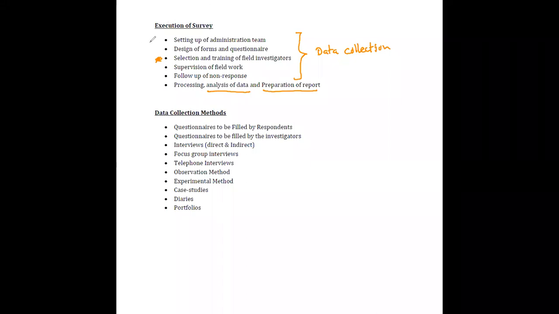Therefore, this is the way that you execute a survey. And I told you that in the execution of a survey, for data collection we will use several methods. These methods are not common for everything. There are some common techniques, such as filling in questionnaires. But apart from that, there are some special or specific methods that we have to use, such as case studies.